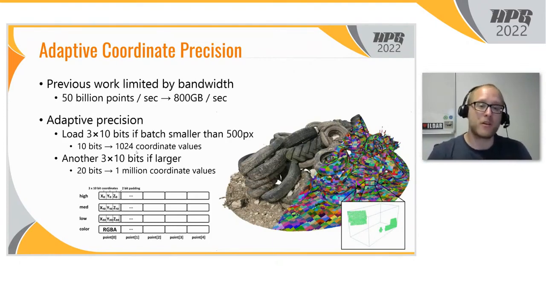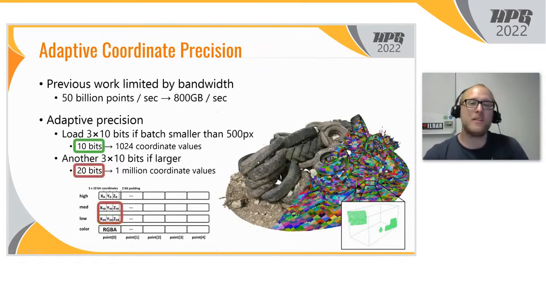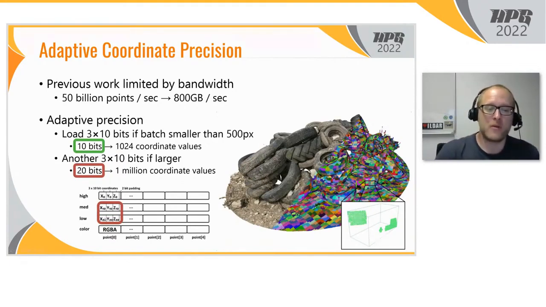If your batch is larger than 500 pixels, we can simply load additional bits on demand. By default, we load these 10 bits from this low precision buffer. And if we need 20 bits, we still load these 10 bits from the low precision buffer, but we also load another 10 bits from this medium precision buffer. And by putting them together, we get a 20-bit coordinate.